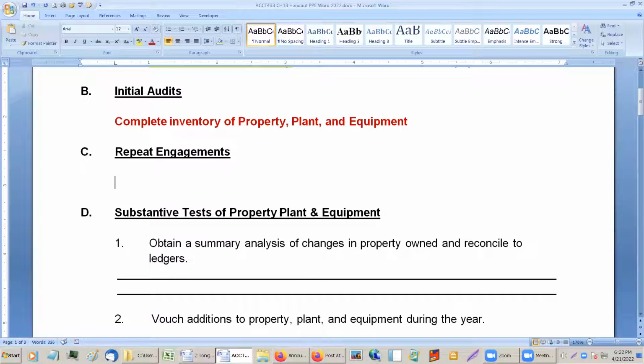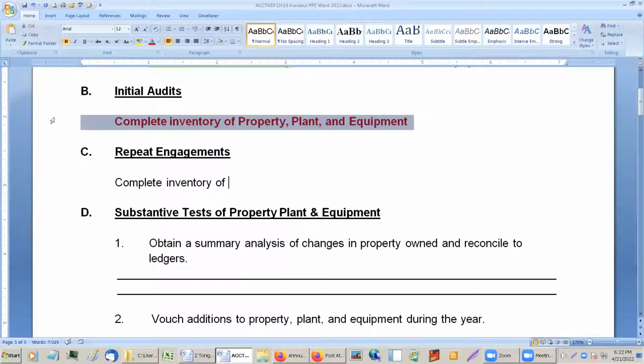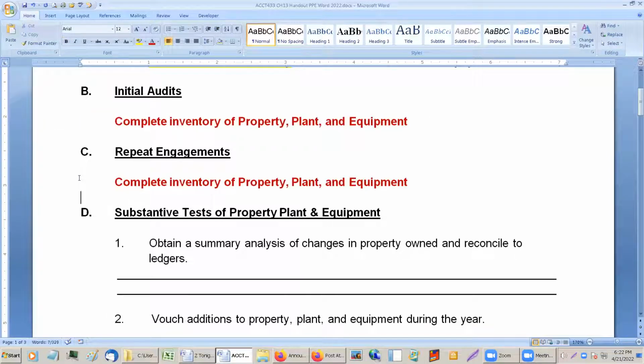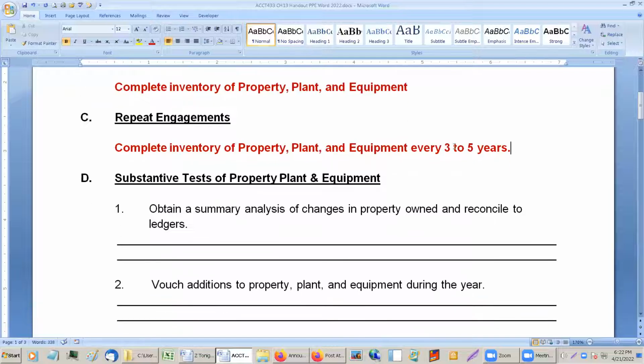Repeat engagements. Yeah, you usually do it every 3 to 5 years.